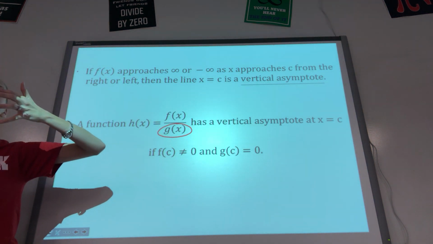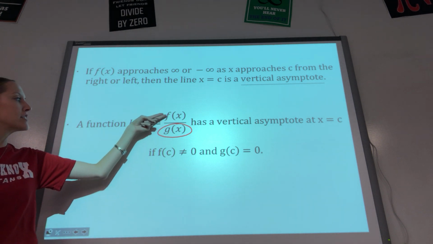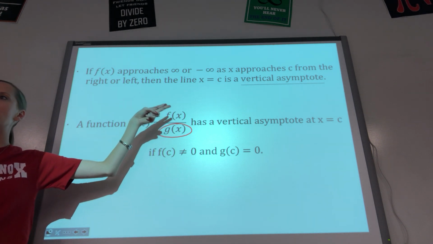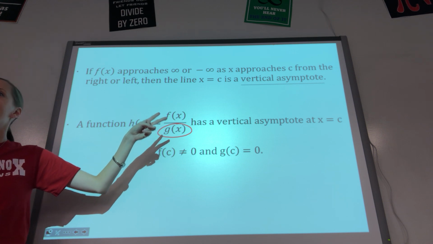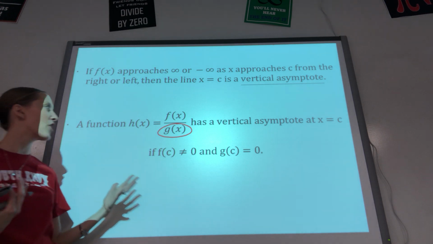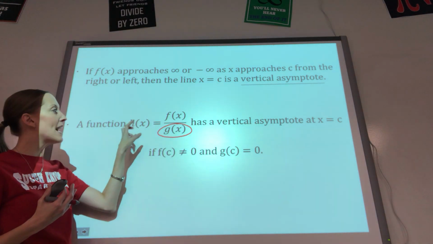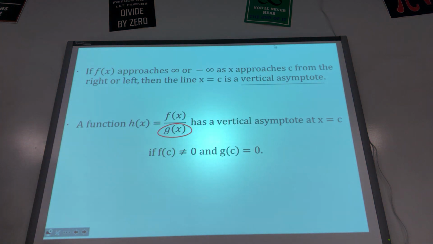Does anybody remember from pre-calc what you would have on your graph if the top and bottom equaled 0? Been a while. If the top and bottom are 0, it's just a hole in your graph. But for a vertical asymptote, only the bottom should be 0.